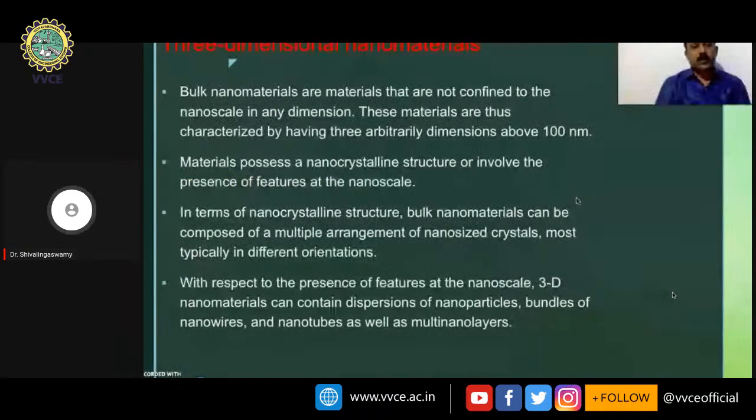As I said before, three-dimensional nanomaterials are not really nano, in the sense that no dimension is confined to the nanoscale. In other words, all three dimensions will be in the micro region, but they possess certain properties or features similar to nano. That means, with respect to the presence of nanoscale features, 3D nanomaterials can contain dispersions of nanoparticles, bundles of nanowires or nanotubes, as well as multi-nano layers. They play a very important role in the construction industry and civil engineering, because several nanofibers are embedded in a matrix to form composite materials, which play a very important role in construction materials. We'll come to discuss this later.